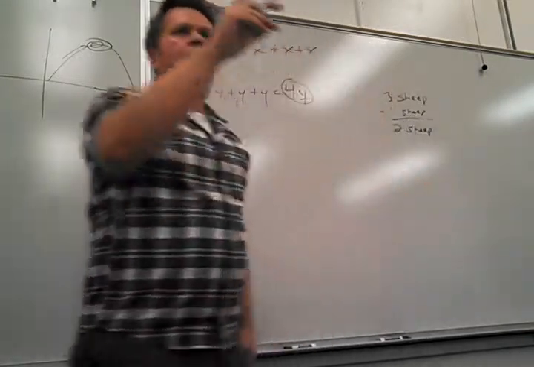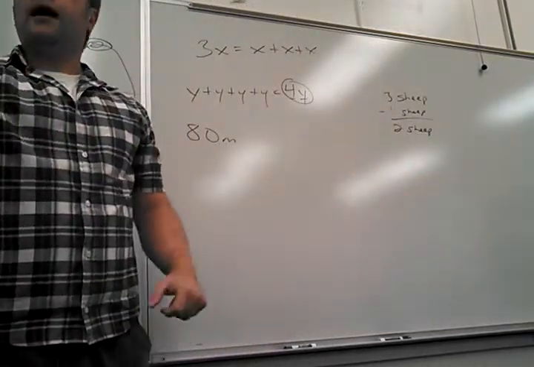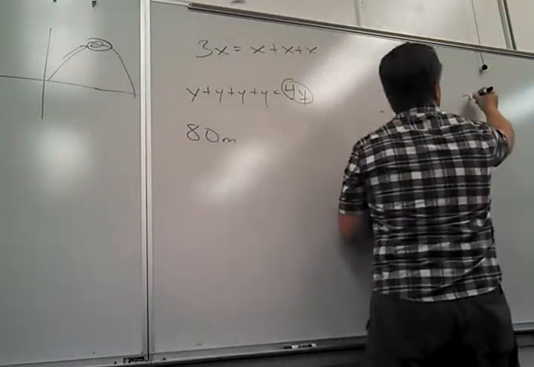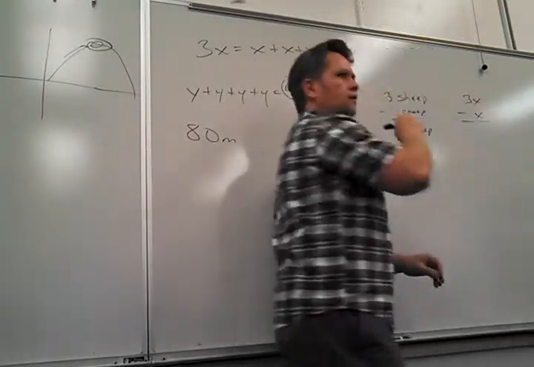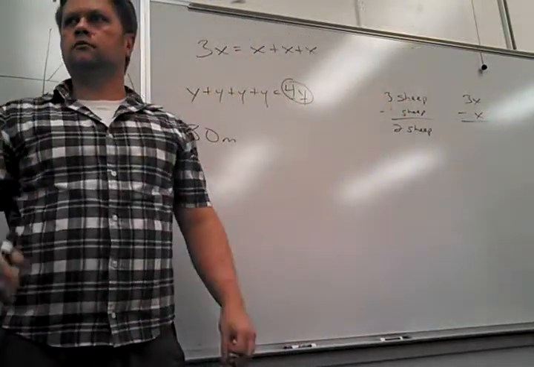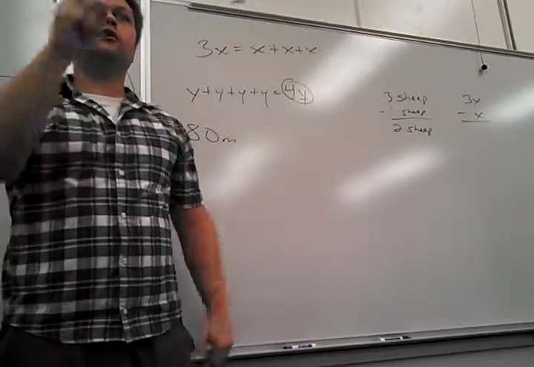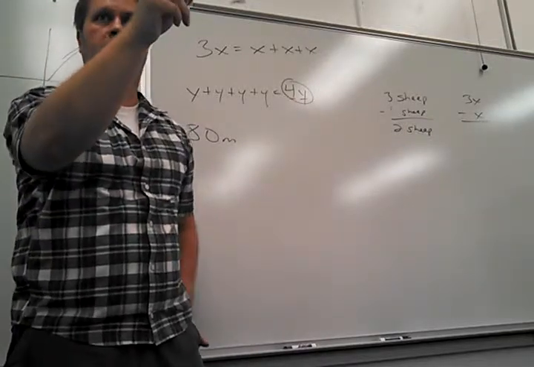So what does that look like mathematically? It would look like this. 3x minus x. What's that then? 2x. I love it, not 3. Do you see why somebody might say 3? What are they focusing on?